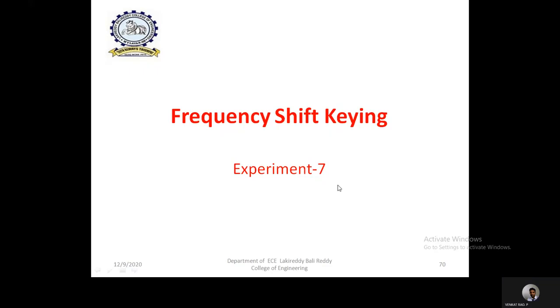Today in our digital communications lab, we'll discuss the frequency shift keying lab experiment, that is experiment number 7. In this, first we'll discuss what frequency shift keying is, the concept, theoretical analysis and waveforms, and then we'll move on to the experimental analysis.